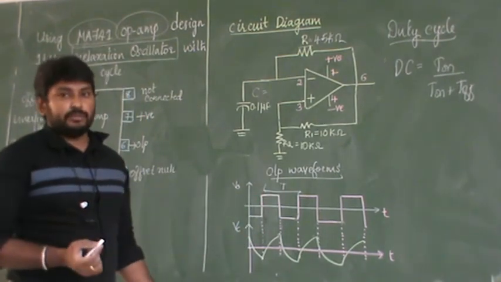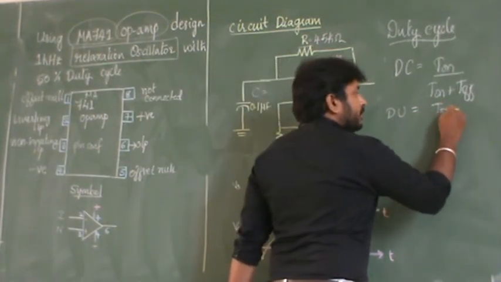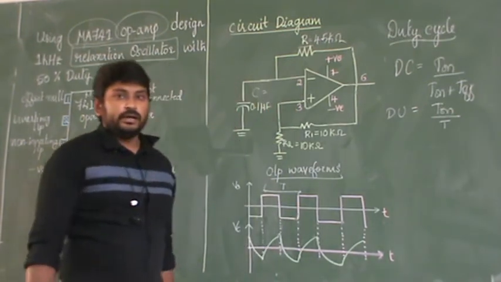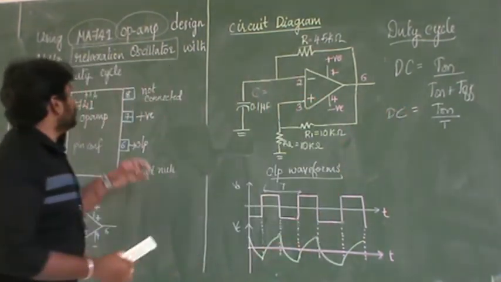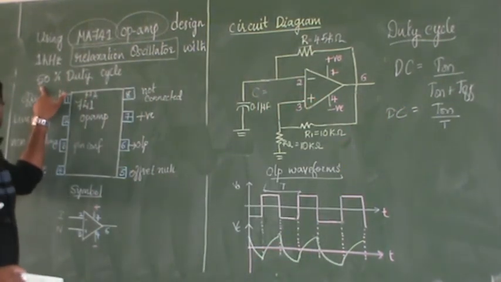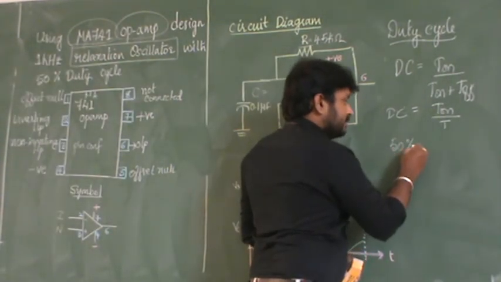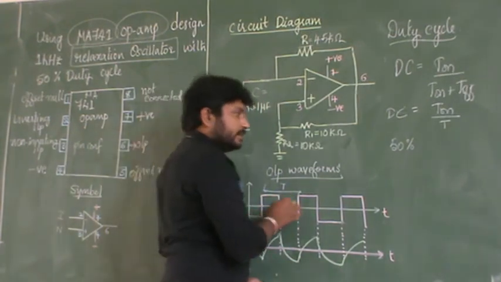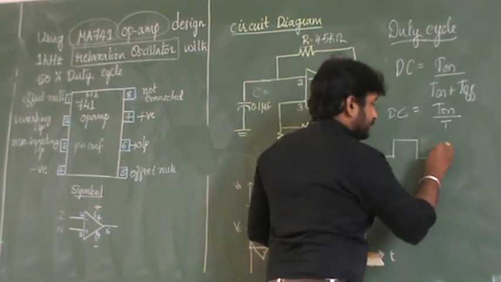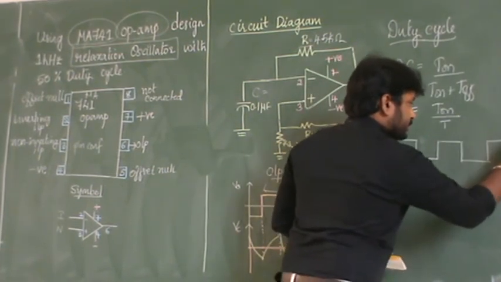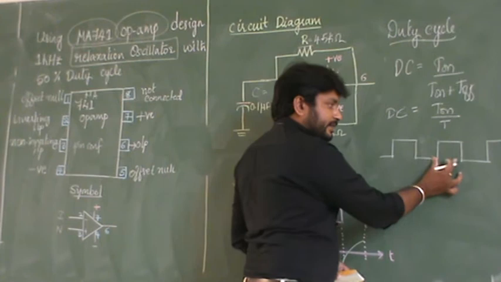That is 0.1 millisecond, which I have assumed. So I can also rewrite my duty cycle formula as T on by capital T. Now what they are asking you to generate is a 50% duty cycle. A 50% duty cycle means you will be getting a waveform exactly like a square wave, T on 50% and T off 50%.